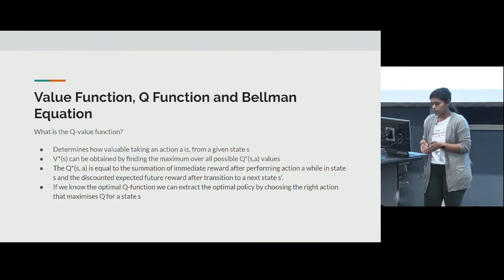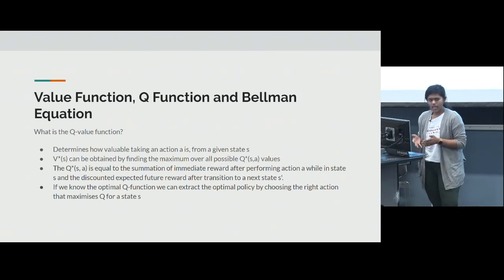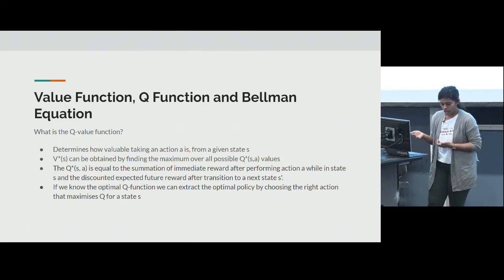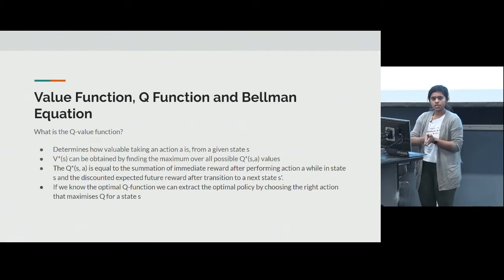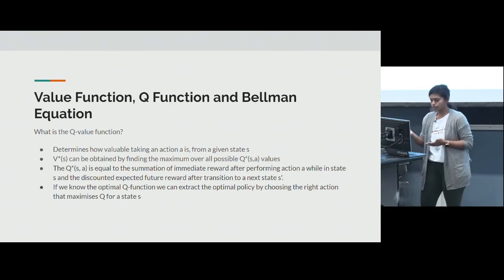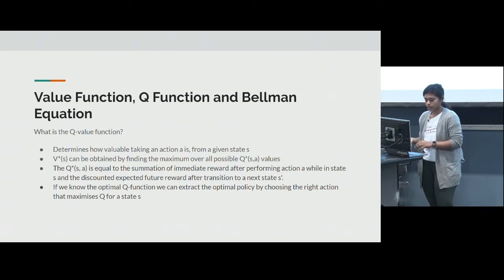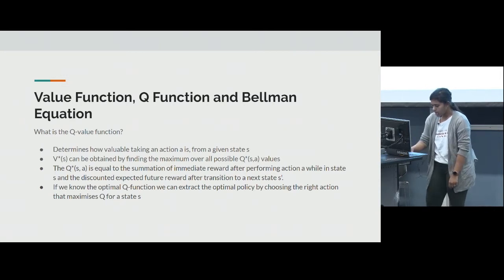The Q star S A value is equal to the summation of the immediate reward after performing an action in a given state S, and the discounted expected future reward after transition to a next state S dash. If we know the optimal Q function, we can extract the optimal policy by choosing the right action that maximizes Q for a state S. As we explained in the beginning of this recitation, a policy is basically a mapping from states to actions. So if you know which action to take in a given state, you're basically figuring out what the optimal policy is. So if you know the optimal Q function, you also can figure out the optimal policy.